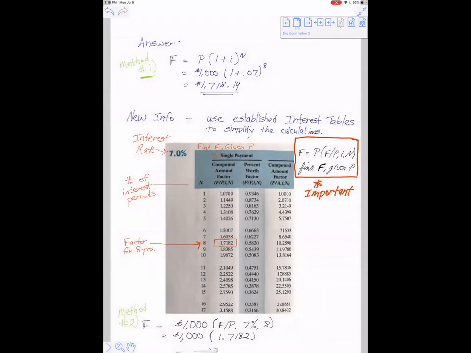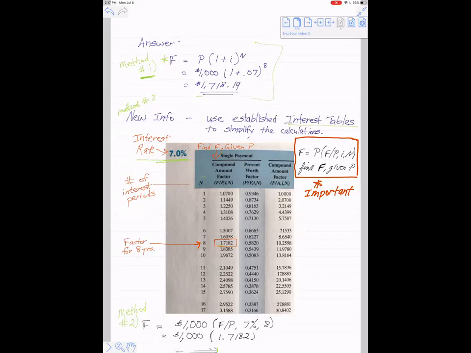So here again is the answer that we just went over. I keep it on the screen to show you that that is method 1: to use this formula and use your calculator to come up with the answer. So method 2 is new information today, and that is to use established and published interest tables to simplify the calculation. What I've done here is found the table for 7% interest rate, and I have a picture of it here.